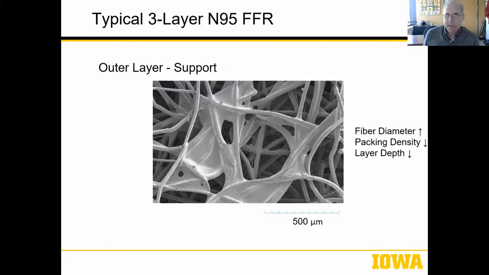Now here are some scanning electron microscope photos of an N95. If you have an old one, take some scissors to it and cut it open. You'll see that it's not just a single layer, typically the better ones. The outer layer is a cup-like thing, so it has to support that cup. And so the outer layer is a mesh. You see fairly largish diameter fibers, very porous. It's there to kind of hold the thing open.